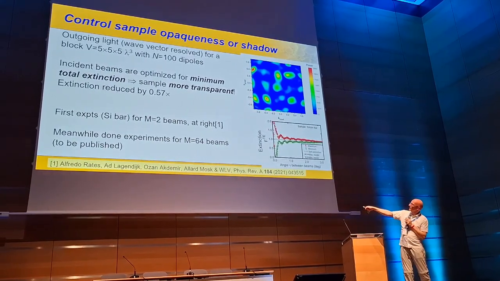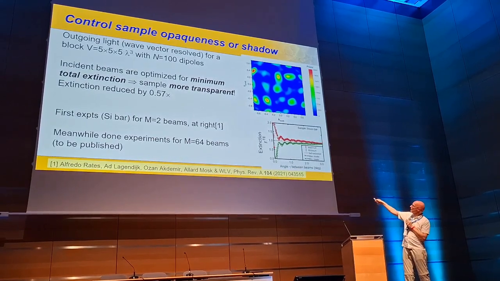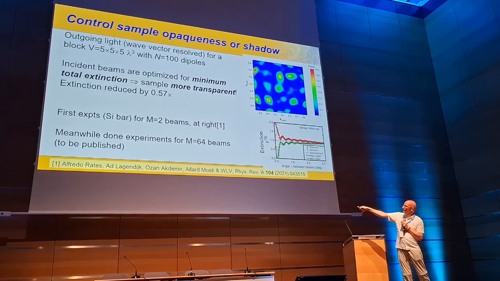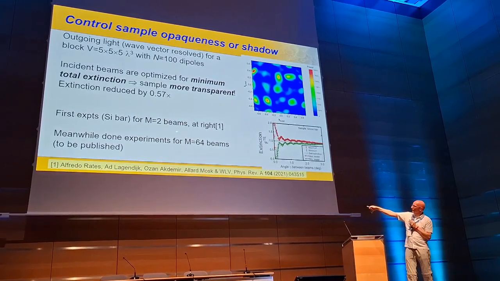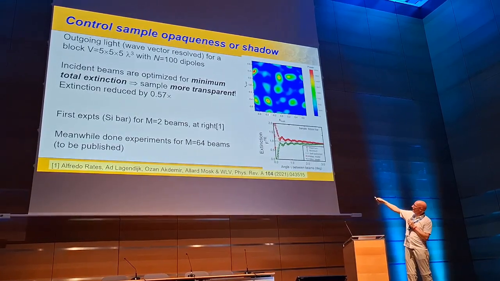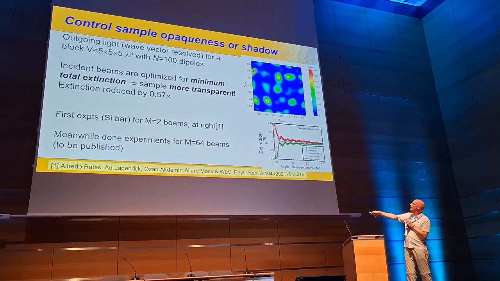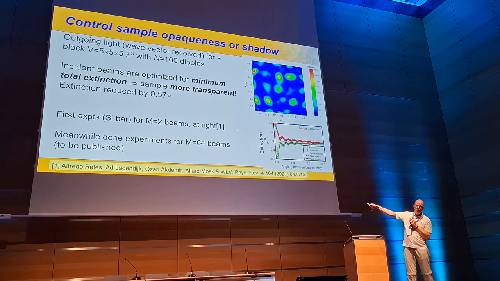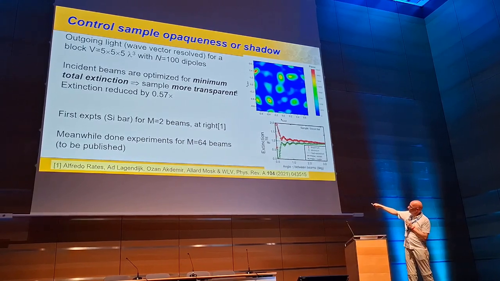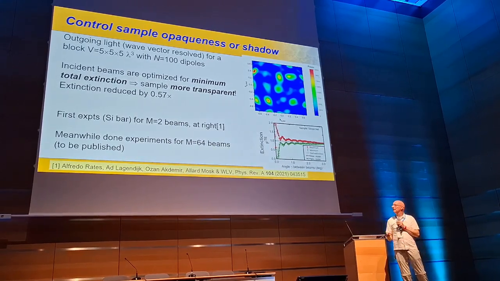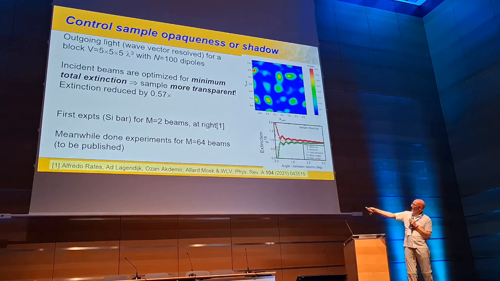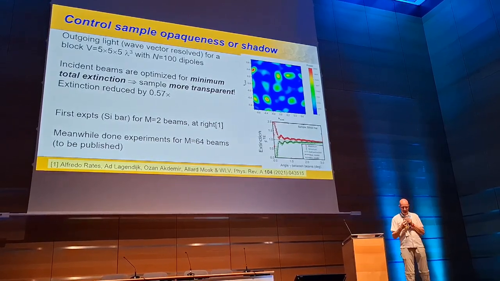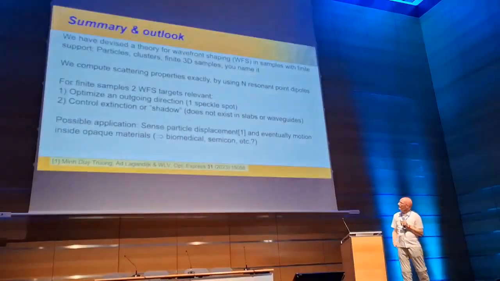Recently we've also done experiments in a similar setting where we took a silicon bar where we sent in just 2 beams. We shaped one beam relative to the other, and then we see that the extinction is angle dependent, and we can make the extinction twice as big, so the bar becomes twice as dark, or it can become really bright, meaning that the bar is basically transparent. In the meantime, we've done experiments with 64 beams, which is a lot harder, and we still have to get around to write the paper.